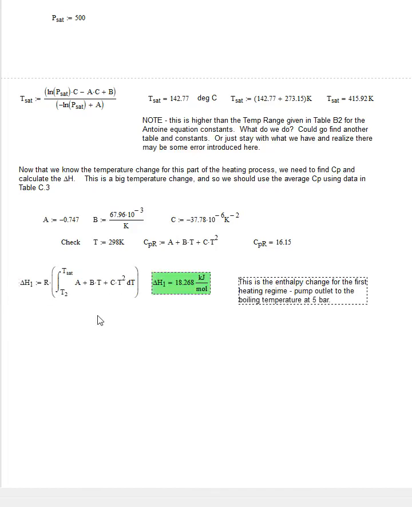And here again we can integrate by hand and plug this in. This is pretty easy to integrate. This would be AT plus BT squared over 2 plus CT cubed over 3, or we could just let MathCAD do it. And remember, this is CP over R is equal to this term, and so we have to multiply through by R. This whole thing has units of temperature, so we multiply through by R, and we get a delta H of our first heating step equal to 18.268 kilojoules per mole.